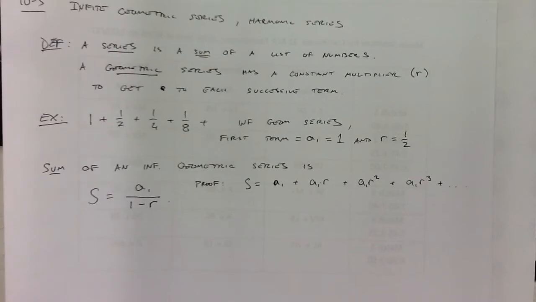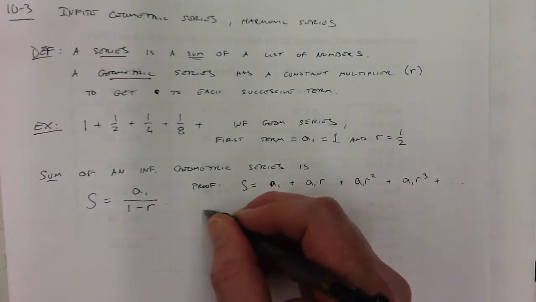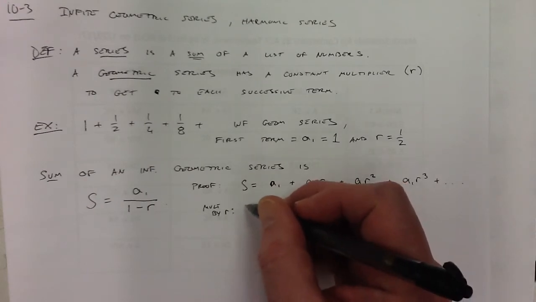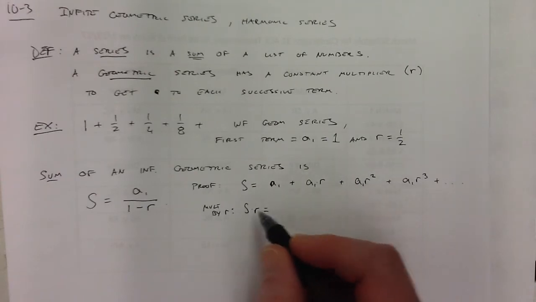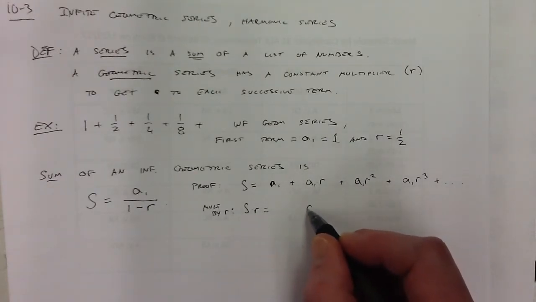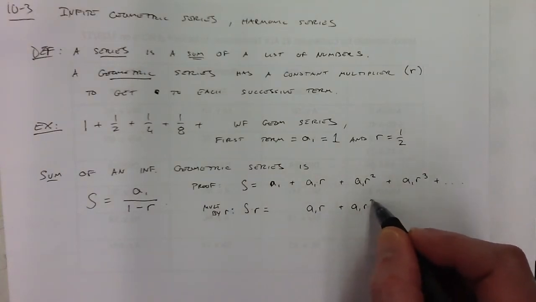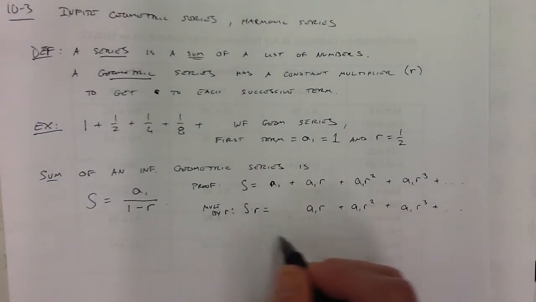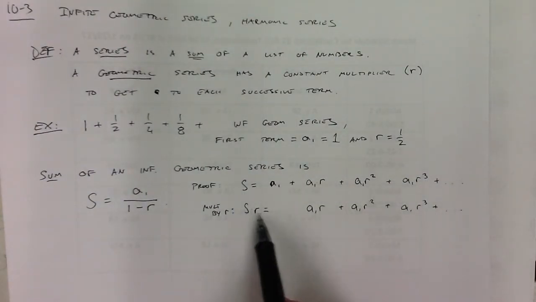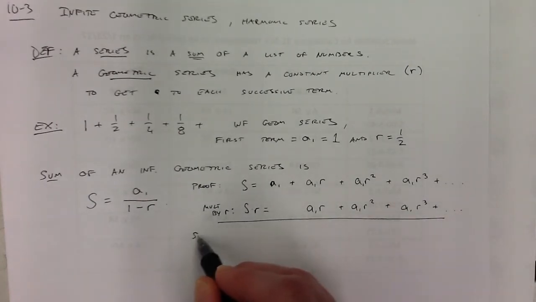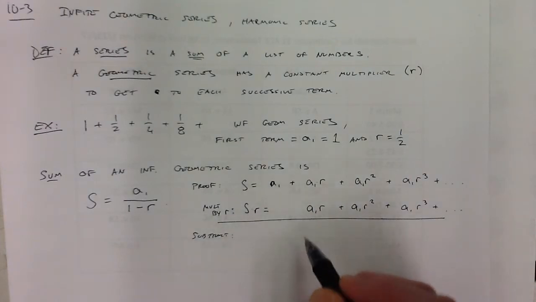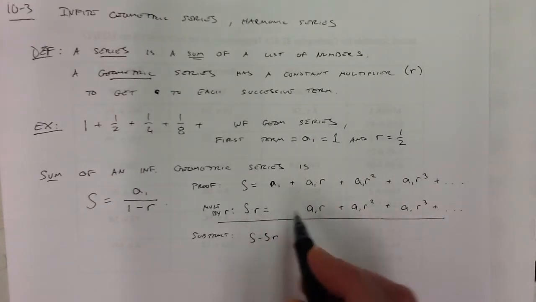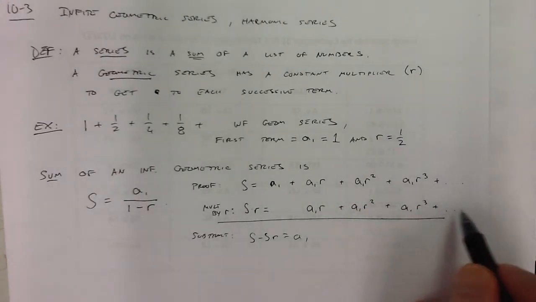Right? And then, if you want to, you could take this equation and multiply by r on both sides. So on this side, that would give you s times r equals, and then on the other side, I would get a1 times r1, which I'm going to write here just to line things up, plus a1 r2 plus a1 r3 dot dot dot going off to infinity. And then I'm going to take this equation here and subtract this one. So on this side I get s minus s times r. And on this side I get a sub 1, and everything else cancels off to infinity.